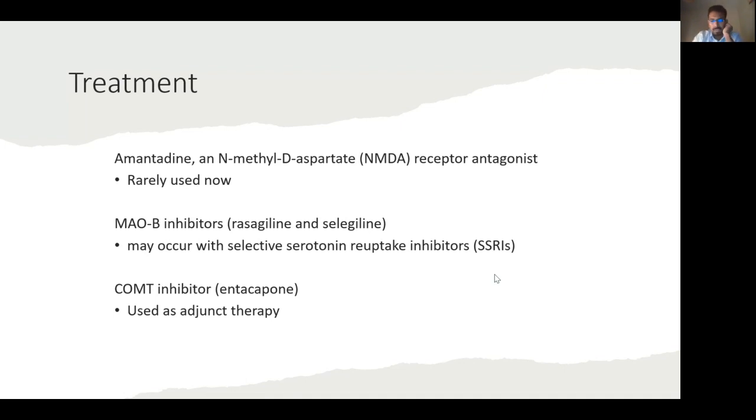COMT inhibitor, entacapone, is the commonest example in the UK. It's almost exclusively used as adjunct therapy when we find it difficult to control symptoms with dopaminergic drugs.